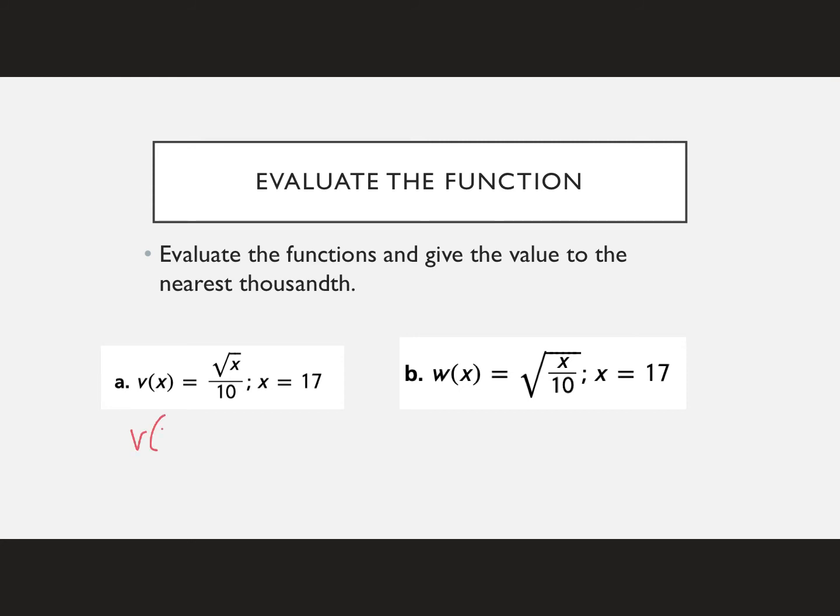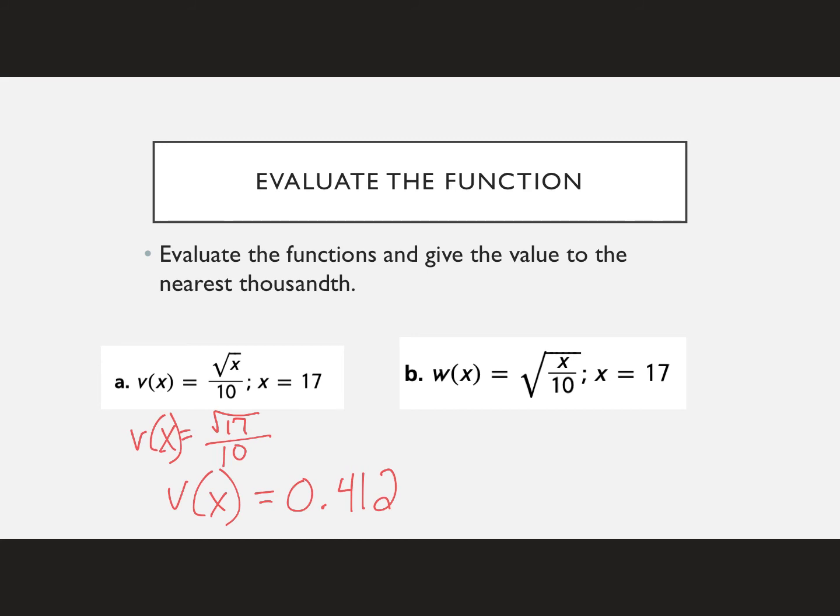So over here, let's start with A. I have v of x equals the square root of 17, divided by 10. I am literally going to put that into my calculator: the square root of 17 equals, and then divide by 10. Rounding to 3 decimal places, I get 0.412, and then my next number is a 3, so I'm just going to cut it off there. So we have tenths, hundredths, thousandths.